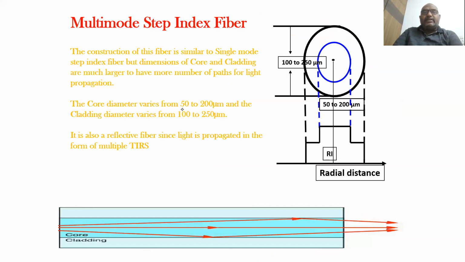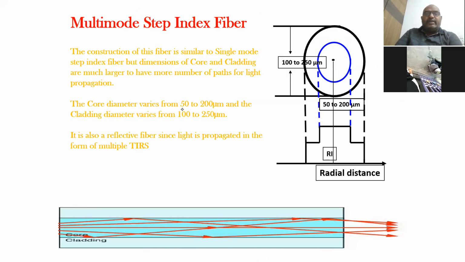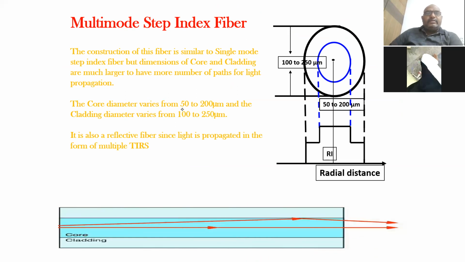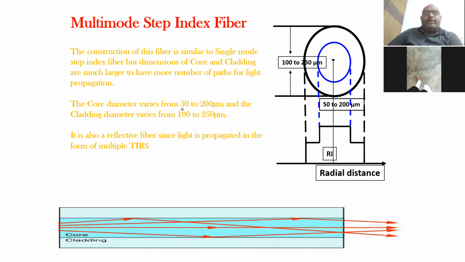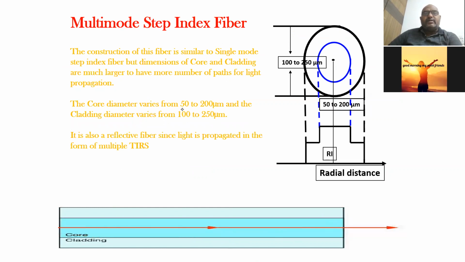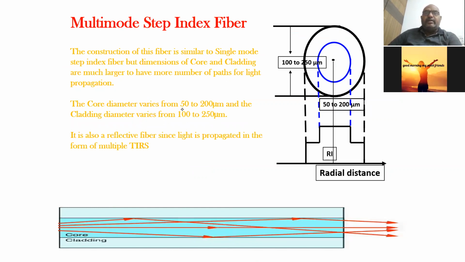In the multi-mode step index fiber, from the diagram, the fiber allows more than one mode of signal. With more than one mode of signal propagating, the distortion losses are very high, and attenuation or transmission losses are high compared to the single mode step index fiber.